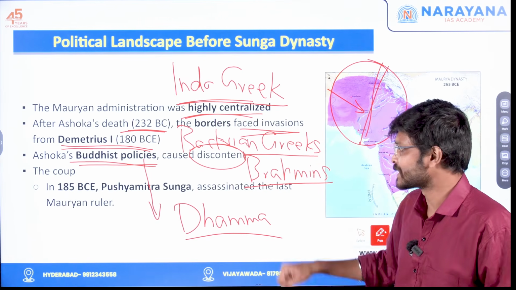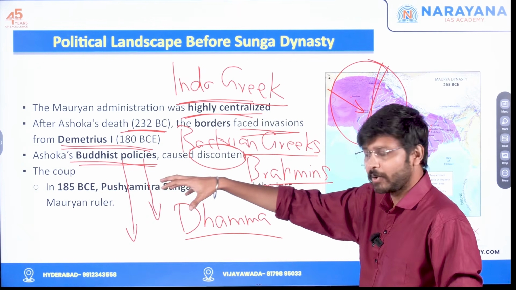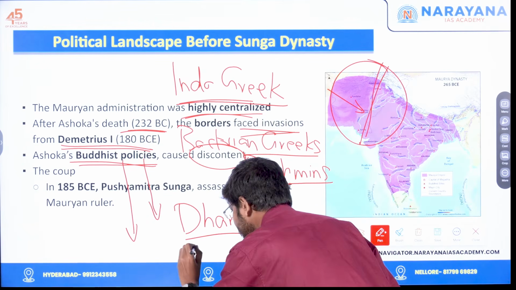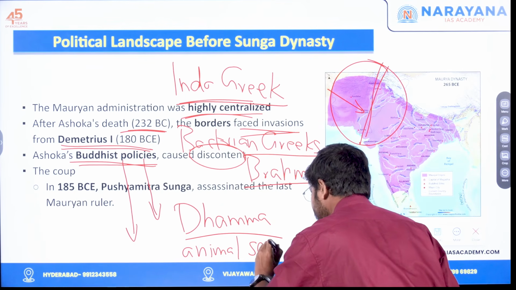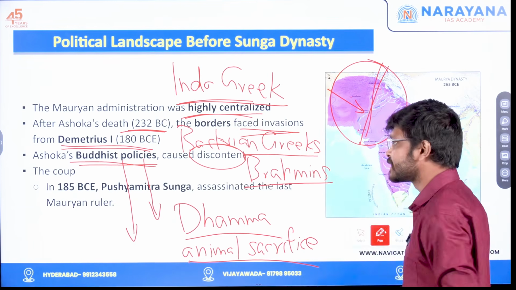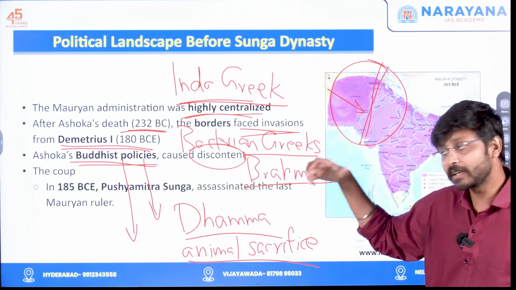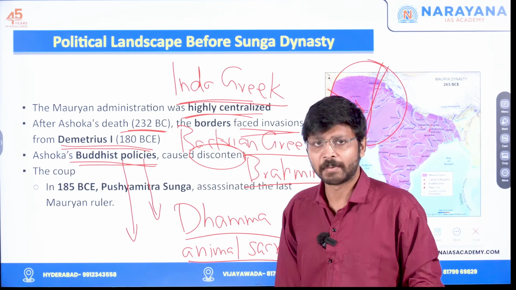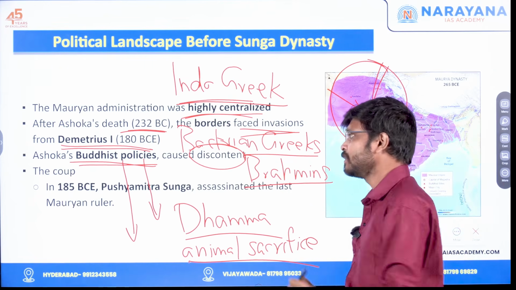So that is one reason. Another is that Ashoka as well as the Buddhist policies renounced animal sacrifice. They were against animal sacrifice, and animal sacrifice is one of the major components in the earlier Vedic tradition as well as the concept of Brahmanism. So all this led to the discontent of the Brahmins.